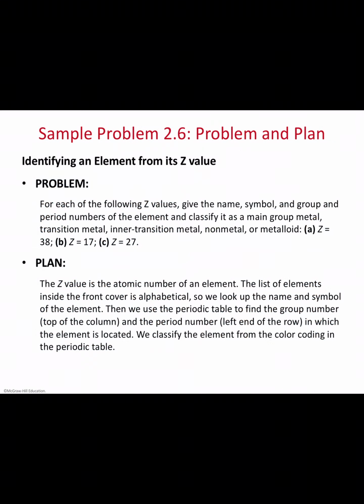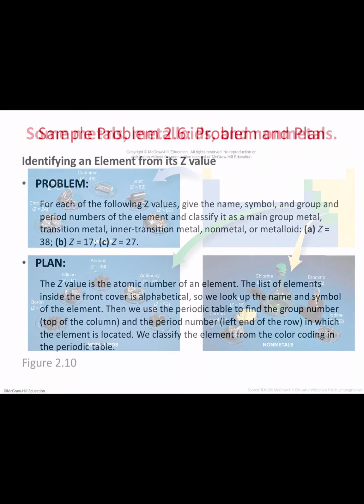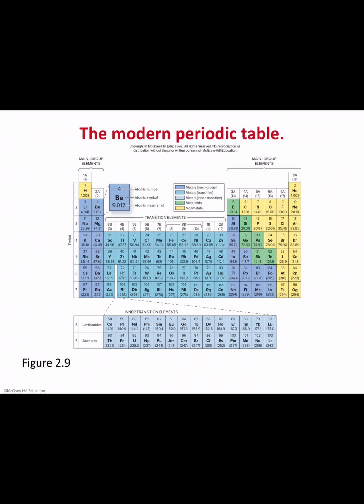Okay, for each of the following Z values, meaning atomic number values, give the name, symbol and group and period numbers of the element and classify it as a main group metal, transition metal, inner transition metal, non-metal or metalloid. Okay, so we have to refer to the periodic table, and it's given to us Z equals 38. So let's go to the periodic table and see what is 38.